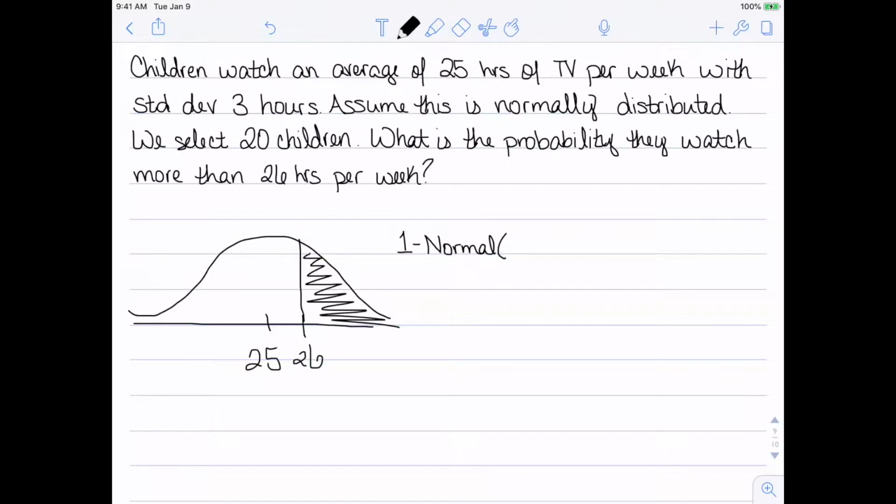The first number we enter on the calculator is the mean, and the central limit theorem says the mean doesn't change, it's still 25. The second number we need to enter is the standard deviation, and the central limit theorem says the standard deviation does change. It's the original standard deviation divided by the square root of the sample size. So our original standard deviation was 3, and our sample size is 20 since we have 20 children. We then have the number that we're looking for in particular, in this case 26. Now that we have that, we can type that into our calculator.